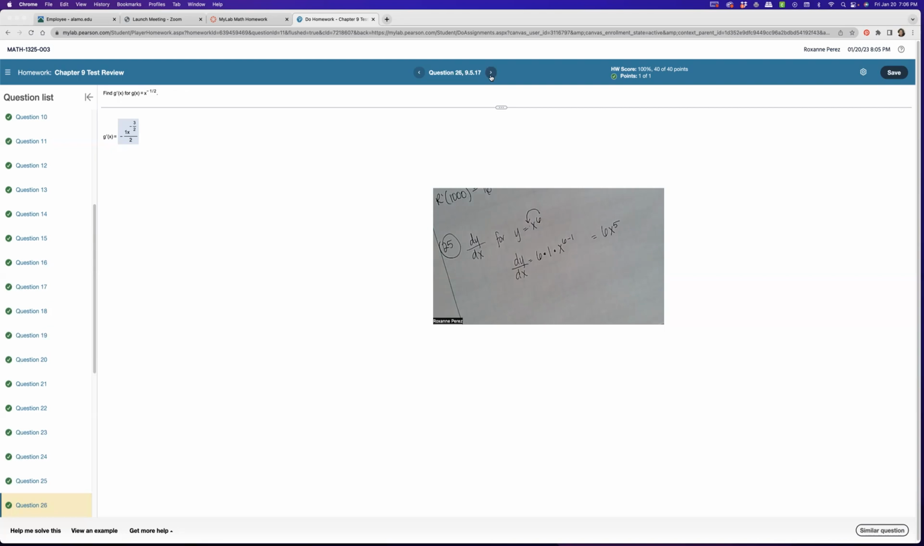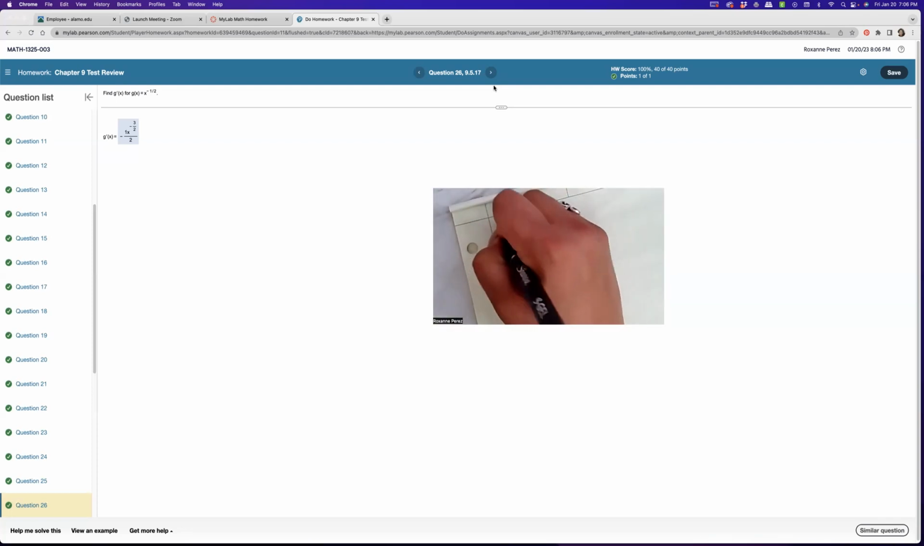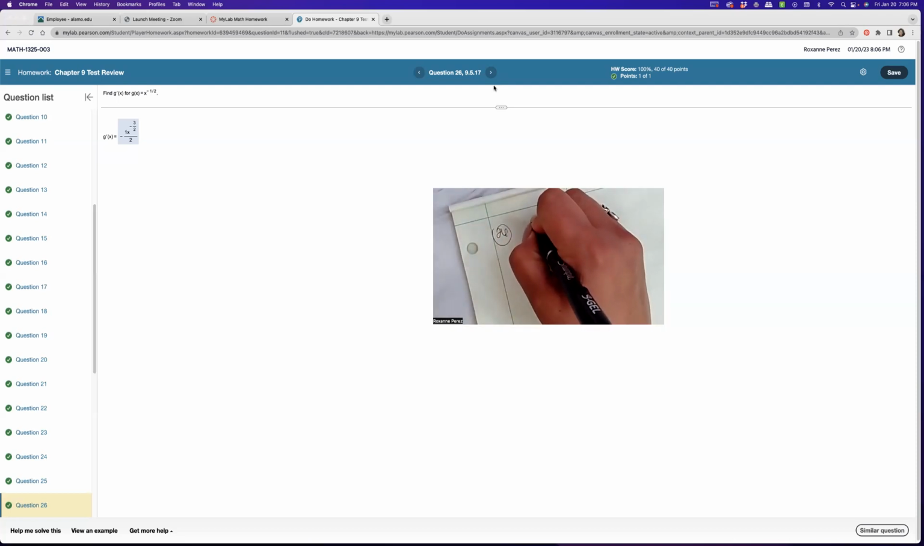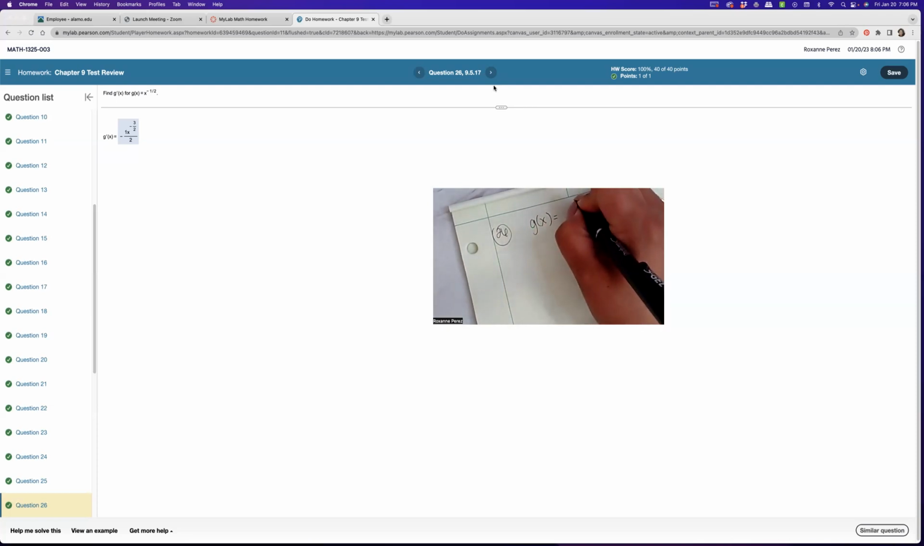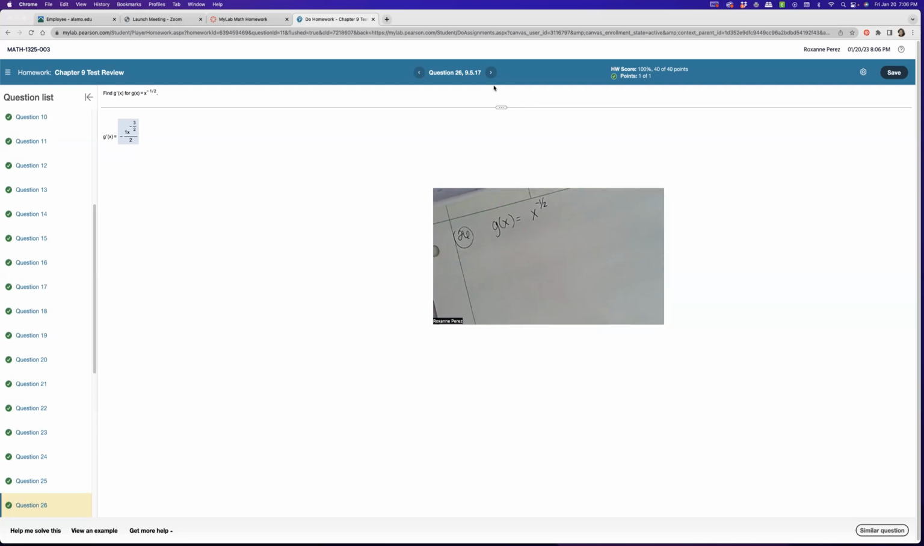Okay, problem 26. Same process, but now we're introducing some fractions in our exponents, so it just gets funky. So we just want to be neat in our work more than anything else, okay? So 26, we're given the function g of x equals x raised to the -1/2. And I'm just going to be really meticulously neat, okay? So again, we're finding g prime of x.